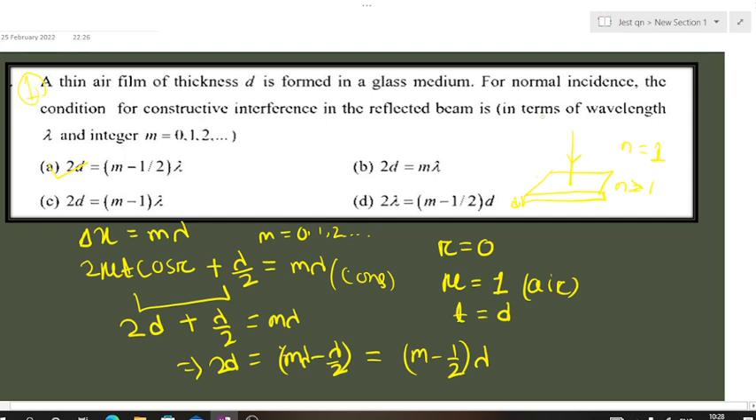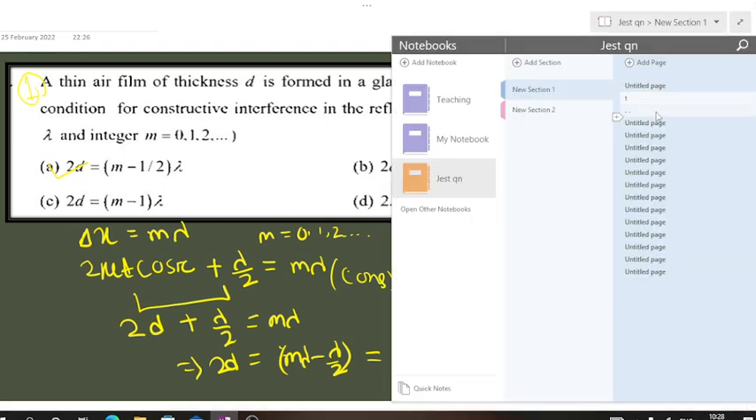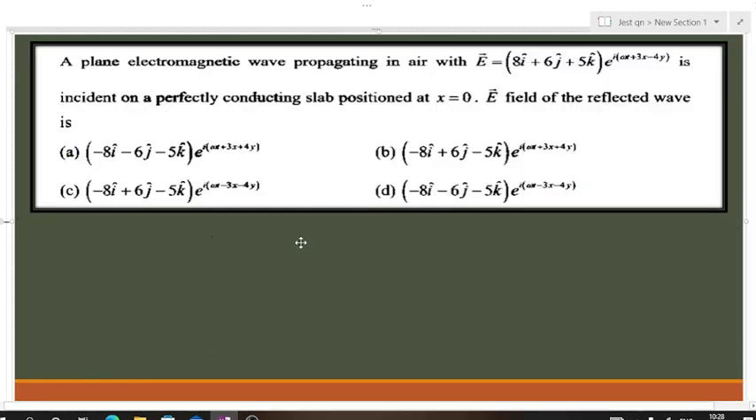Let us see question number 2. A plane electromagnetic wave propagating in air, where the electric field is given, is incident on a perfectly conducting slab positioned at x equal to 0. This is the incident wave electric field. We have to find the electric field of the reflected wave.